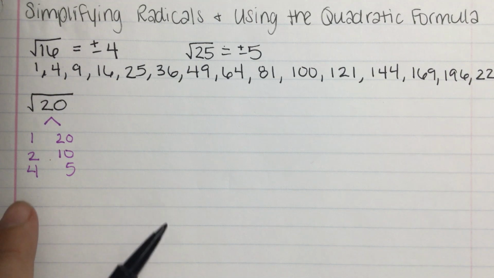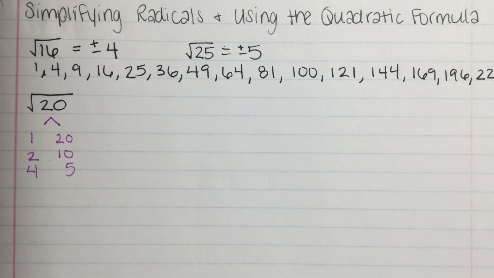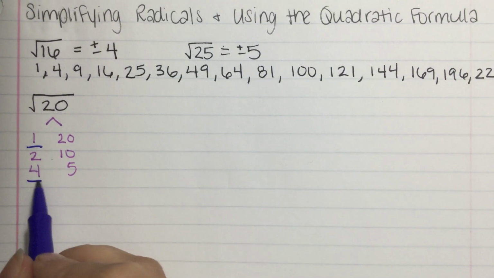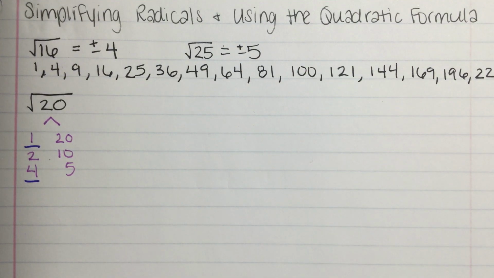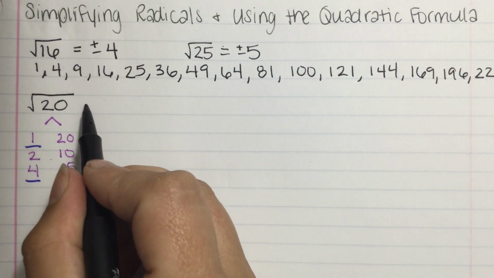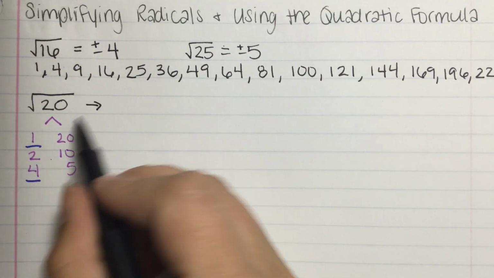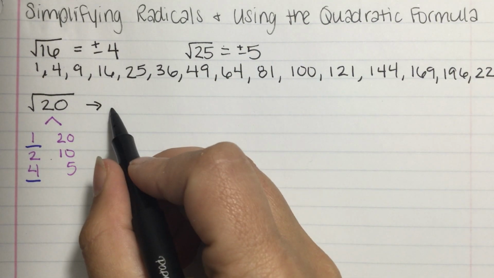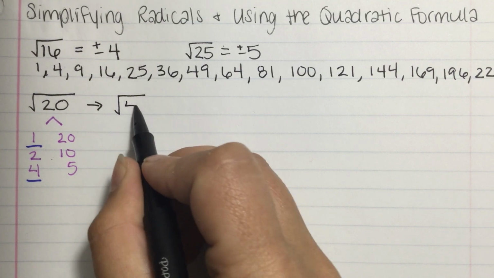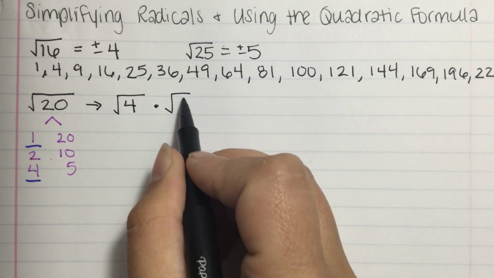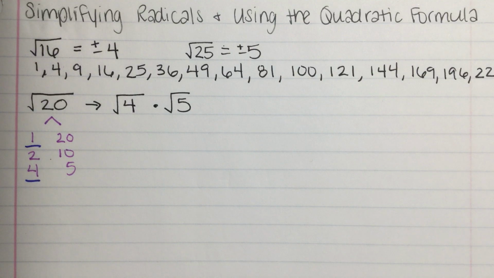So if I'm looking at this list, I do have 2 perfect squares. I have 1 and I have 4. Now what I want to do is pick the greatest perfect square, which is 4. So I would rewrite this as the square root of 4 times the square root of 5. And from here, I can take it one step further to simplify.